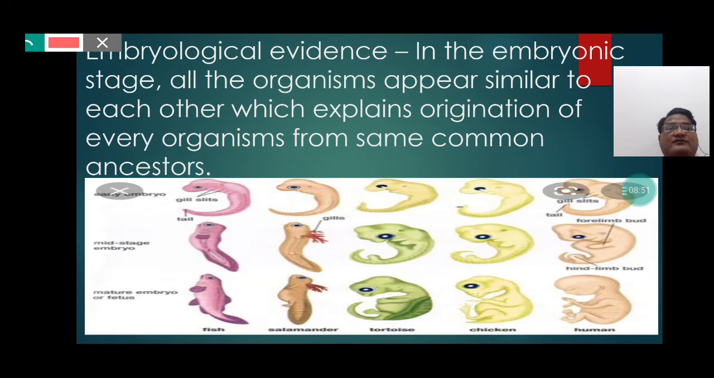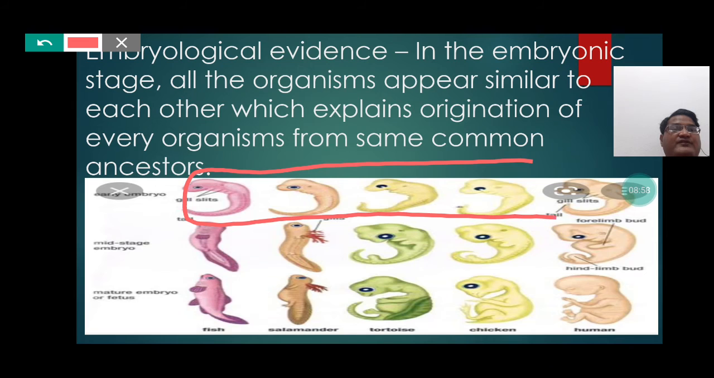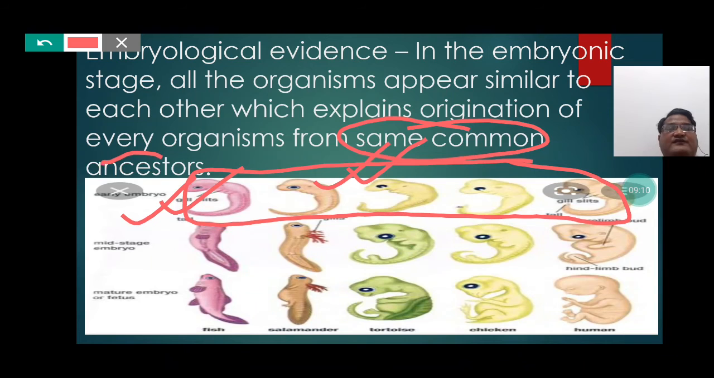So students, the similarity between the organisms which are quite different from each other in the embryological stage gives the evidence that these all organisms have originated from same common ancestors, that is, the ancestors of these all different organisms which appear quite similar to each other in the embryological stage originates from same common ancestor.